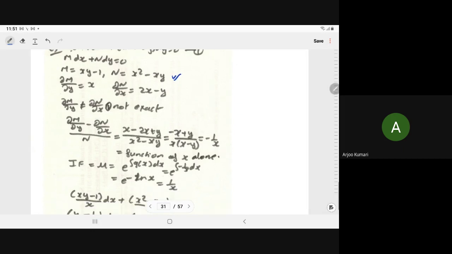So if we have xy minus 1 dx plus x square minus xy dy is equal to 0, we know that this is M and this is N, in the form M dx plus N dy. So M is equal to xy minus 1, N is equal to x square minus xy. Here we compute del M by del y, which is x, and del N by del x, which is 2x minus y. We can observe that they are not equal, which implies that the equation is not exact.